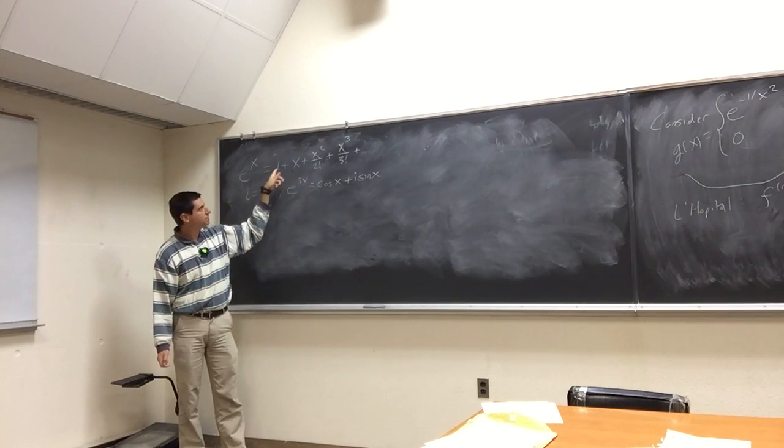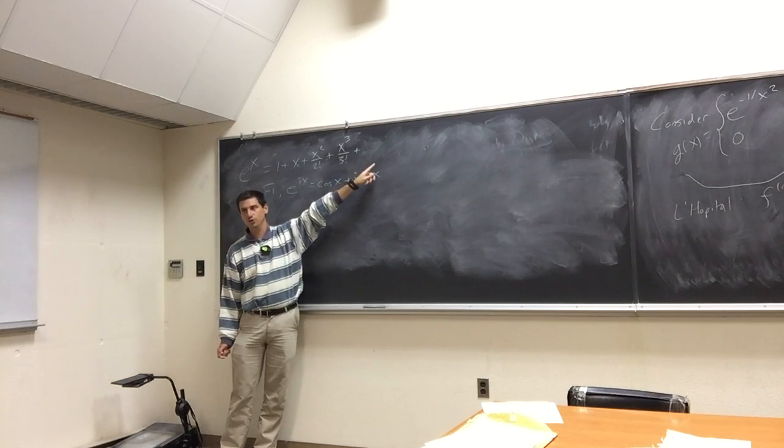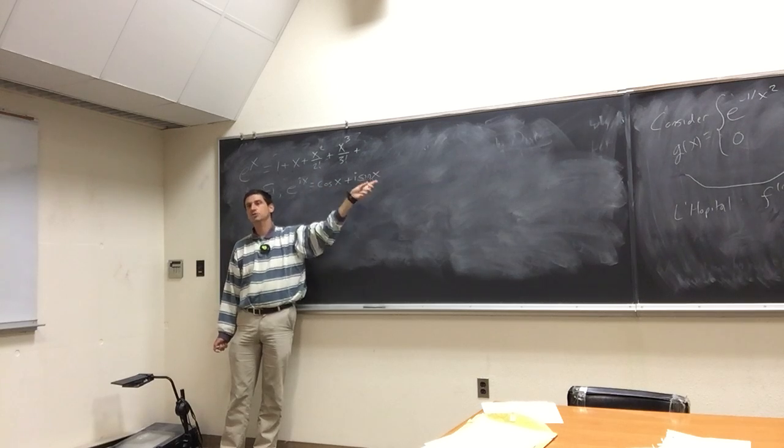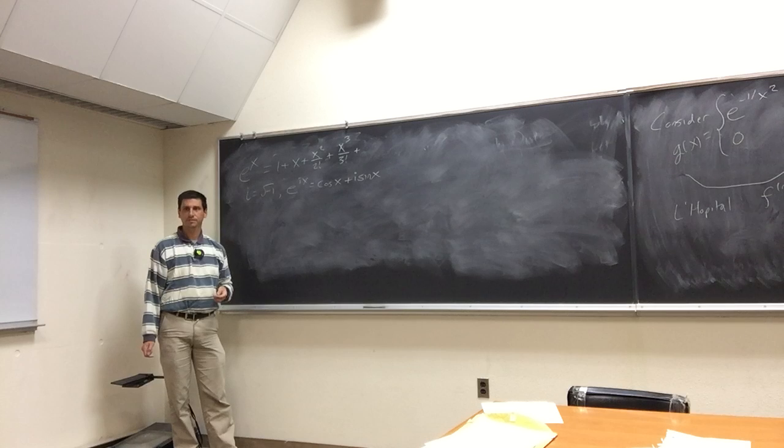So when I put in ix, I'm going to be getting 1 minus x squared over 2 factorial plus x to the 4th over 4 factorial minus x to the 6th over 6 factorial. Those are going to be giving me the cosine of x. And then if I collect all the odd terms, I will get the imaginaries. Okay, any questions?